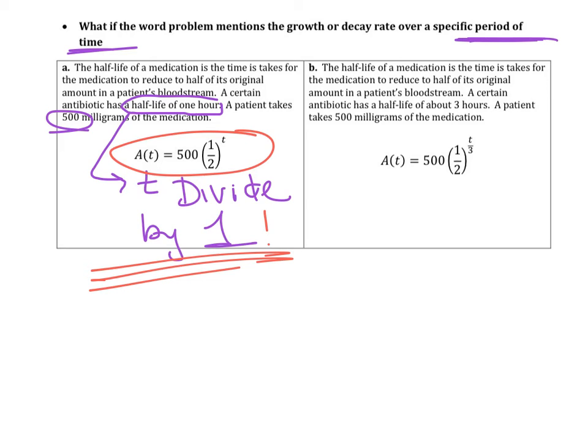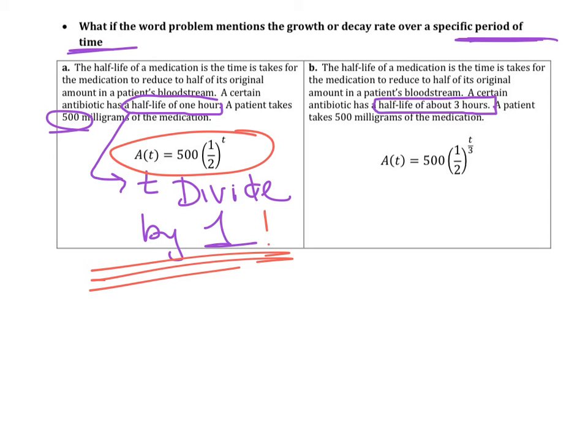Now compare that to question B. The half-life of medication is the time it takes to reduce to half its original amount. A certain antibiotic has a half-life of about 3 hours. Highlight that for yourself. A patient takes 500 milligrams. So notice how they start the equation this time. My final amount, A of t, equals my initial. My rate is half because it's half-life. But it happens every 3 hours.